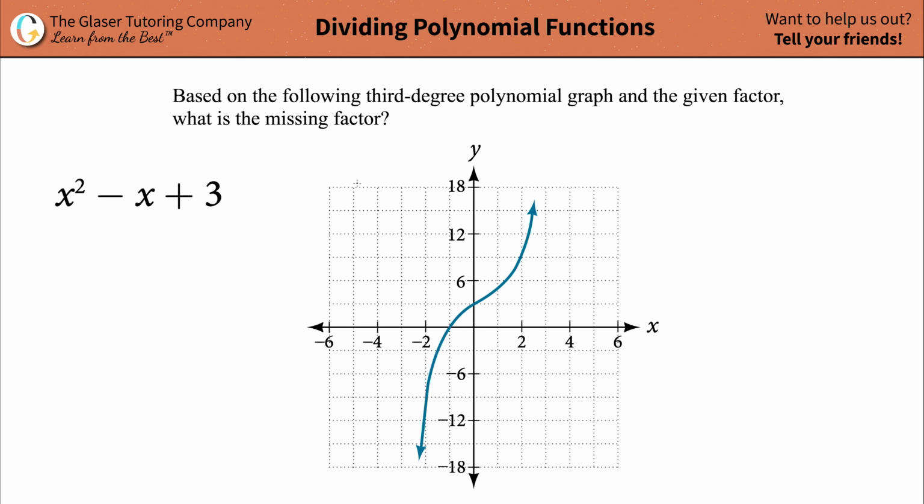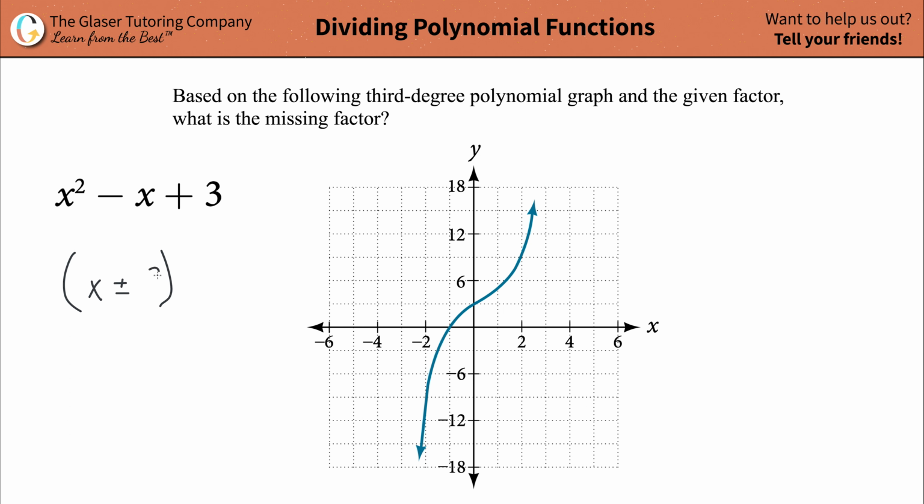So the first thing is they tell us that we have a third degree polynomial. When I look at my given factor, I notice that I only have a power of 2. So that means I have a second degree factor here, and therefore one degree factor is missing. In other words, a one degree factor is just a simple binomial where it's going to be x plus or minus some value.